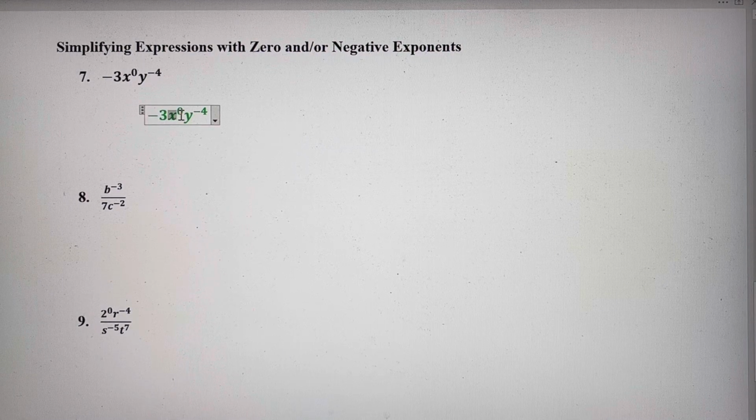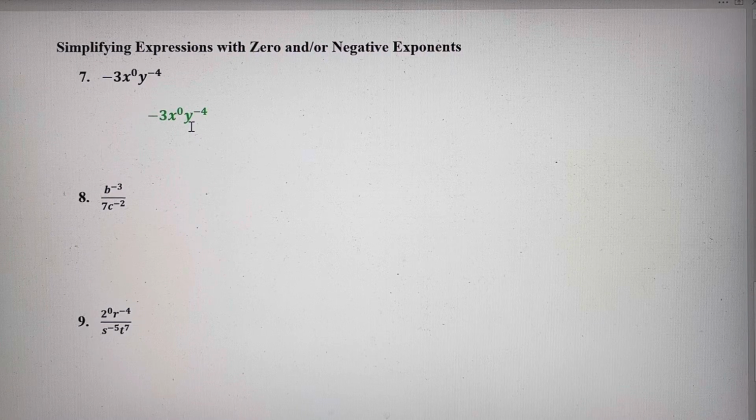x to the 0 is another entity. Let me just try to highlight that x to the 0. It's not cooperating, but this x to the 0 is its own entity. We're going to treat that individually as well. And then my y to the -4, I'm going to do the same thing. So I've got a constant, I've got an x variable, I've got a y variable, and I'm going to deal with those individually.